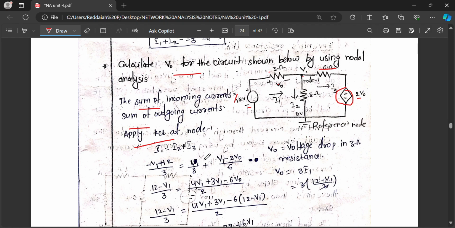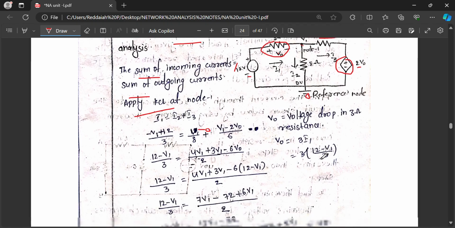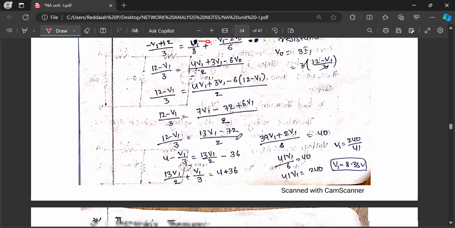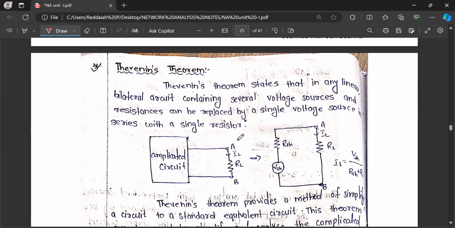From that, I1 is V1 minus 12 divided by 3. What is I1? I1 is the current flowing in the 3 ohm, with the voltage across this element. Similarly, I2 is V1 minus 0 by 8. Here we have to consider 0, because it is the ground terminal, 0 volts. I equals V by R, the potential difference divided by resistance. From that we can solve.